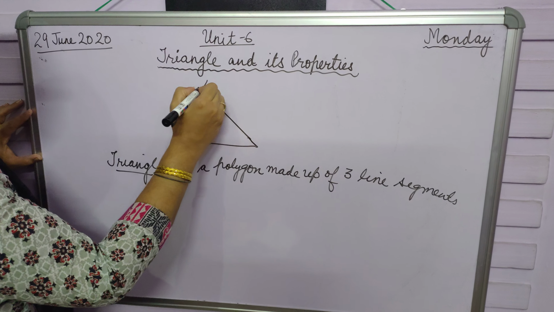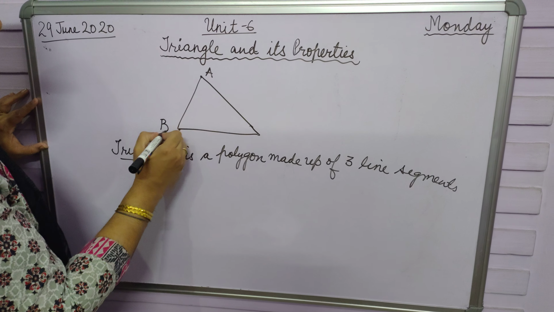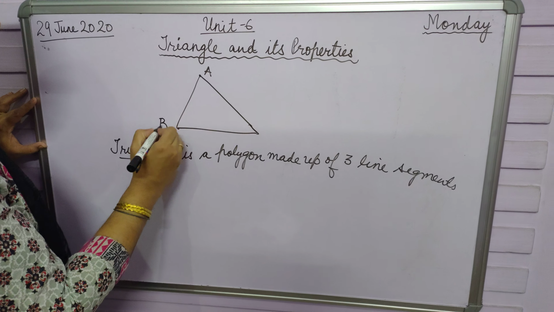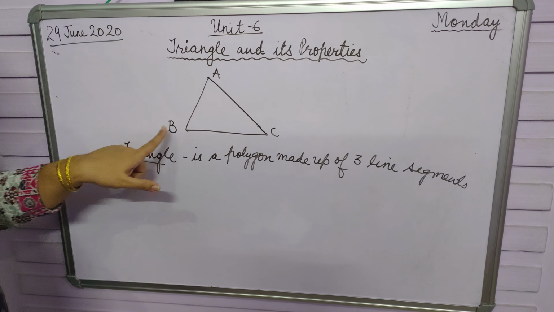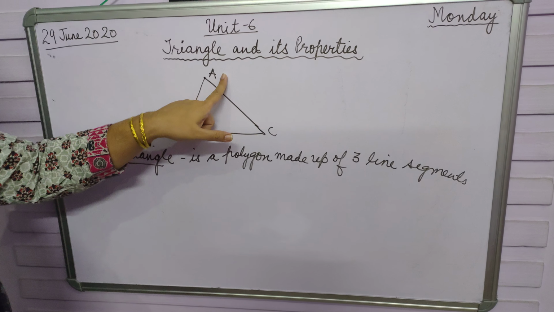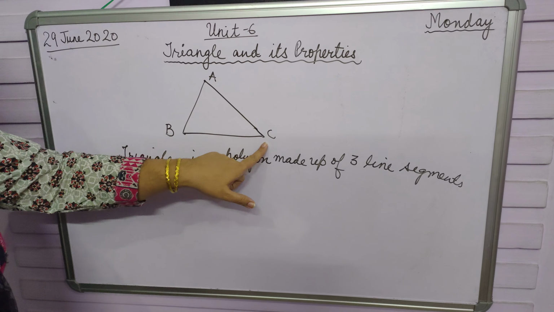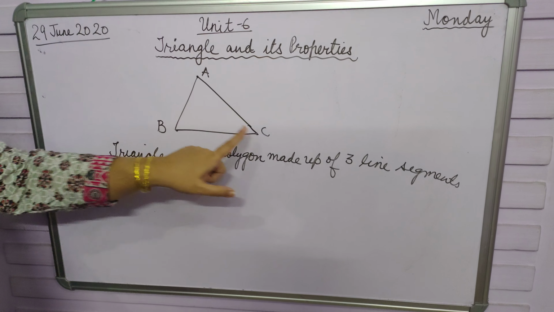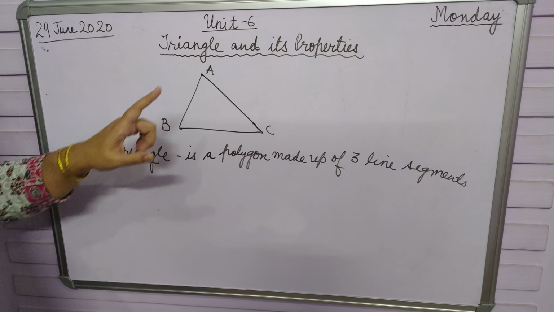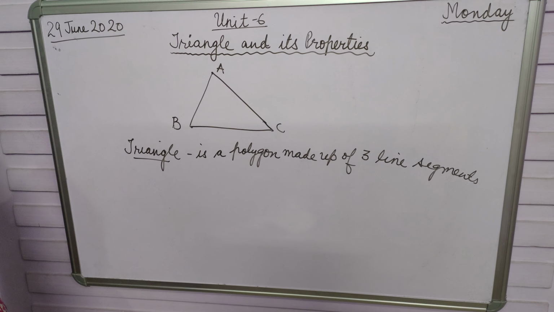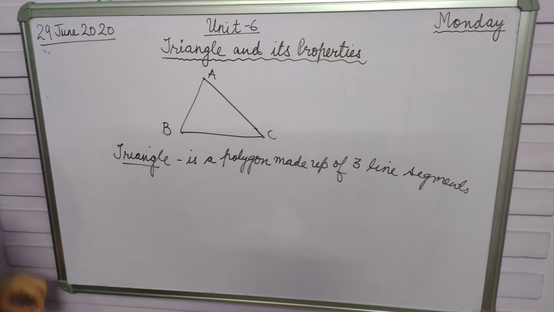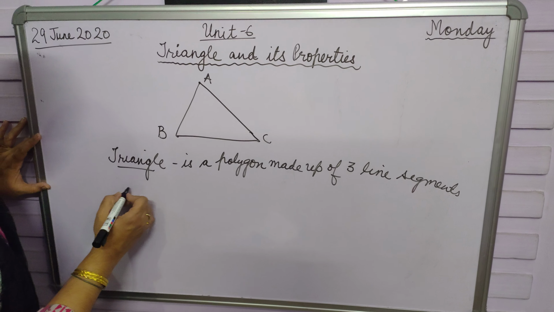If I want to name this triangle, it can be named in 6 different ways. Triangle ABC, triangle ACB, triangle BCA, triangle BAC, triangle CAB and triangle CBA. So in 6 different ways it can be named, and this triangle has got 6 elements.